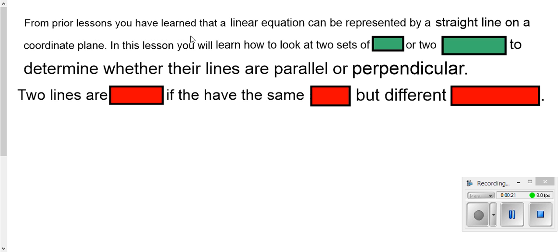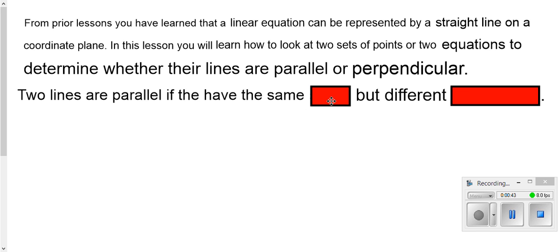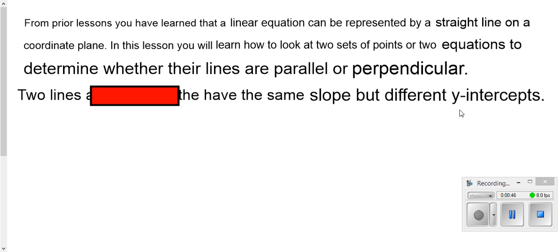From prior lessons, you have learned that a linear equation can be represented by a straight line on a coordinate plane. In this lesson, you will learn how to look at two sets of points or two equations to determine whether their lines are parallel or perpendicular. Two lines are parallel if they have the same slope but different y-intercepts. So these first examples will be looking to see if lines are parallel. We need to check the slope first, see if they're the same, and then if they are, we'll check and see if the y-intercepts are different.